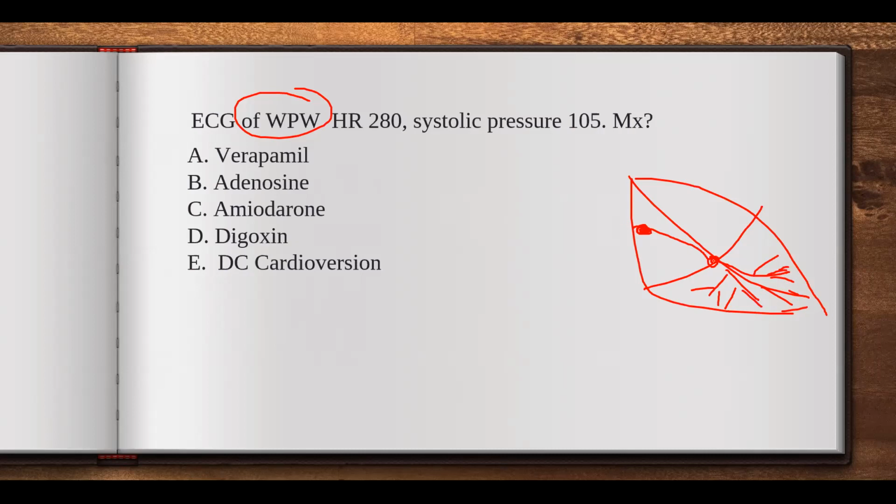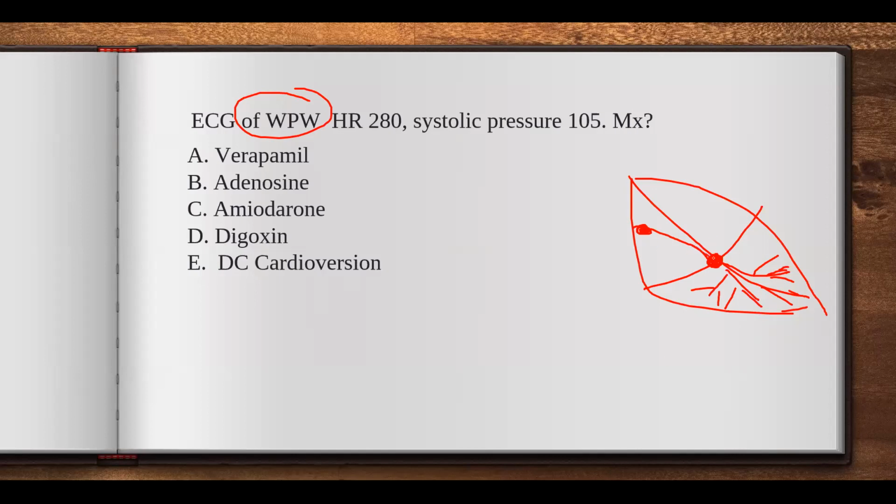So this AV node, one of its main functions is, if any increased arrhythmia occurs in your atrium, this AV node is supposed to block that. It will prevent any increased arrhythmia or impulse from traveling to the ventricle. Okay, so this is a normal natural phenomenon.